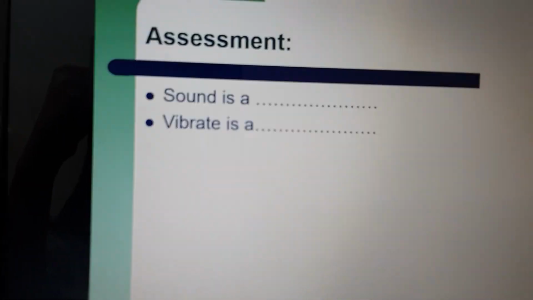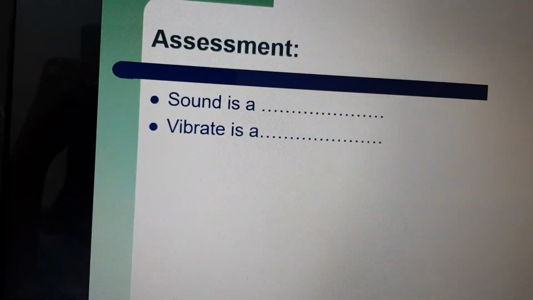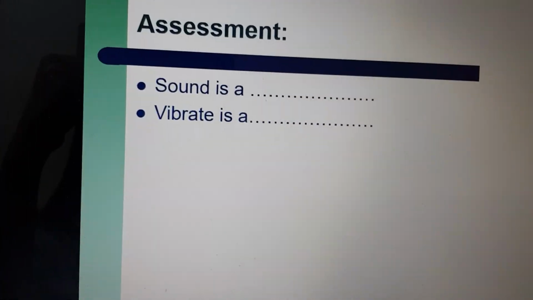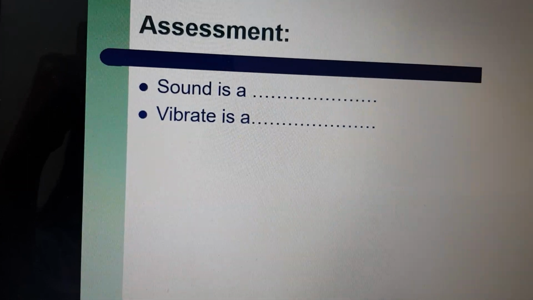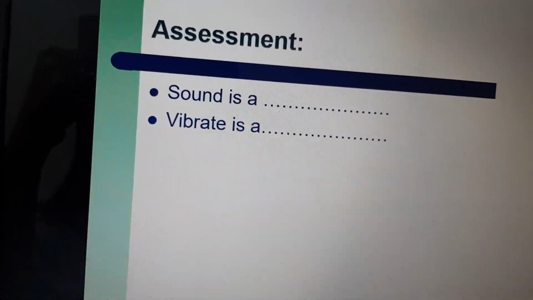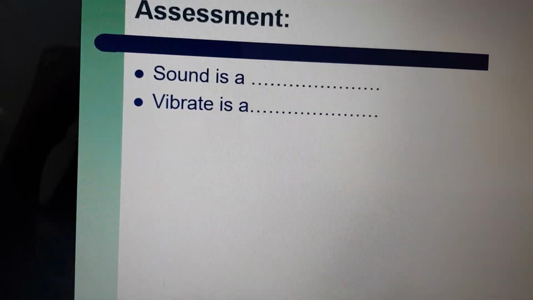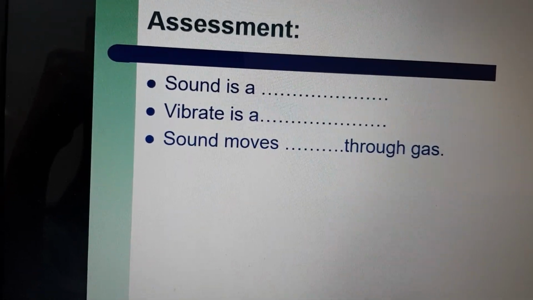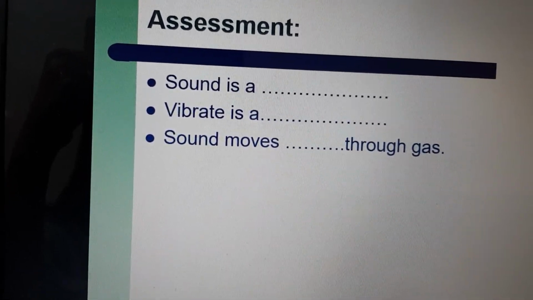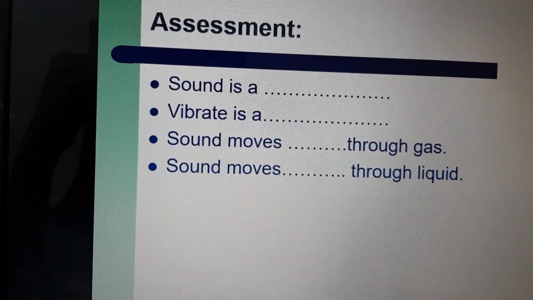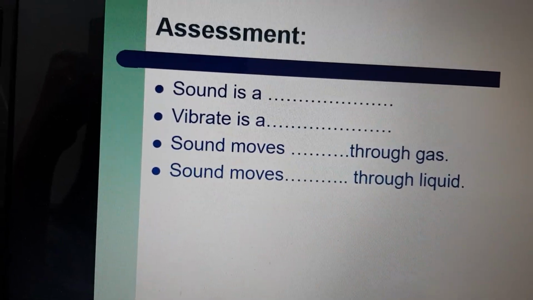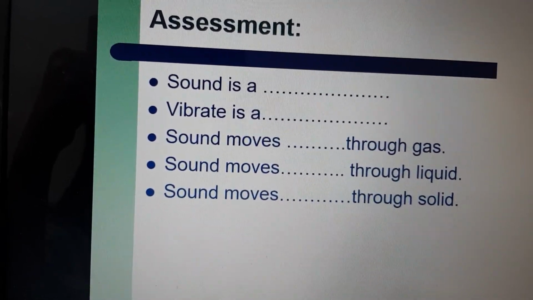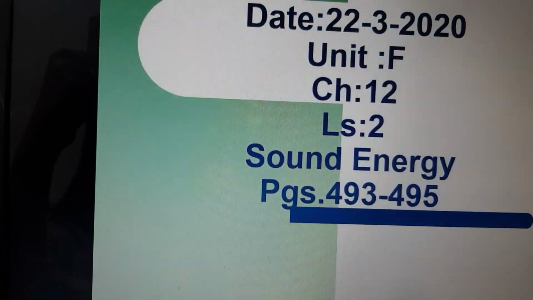So, what is the meaning of sound? It's a form of energy that happens when something vibrates. Vibrate means to move back and forth quickly. Sound moves slowest through gas. Sound moves faster through liquid. Sound moves fastest through solid.